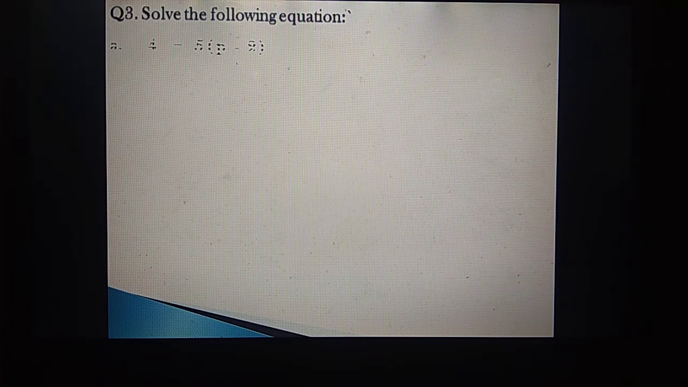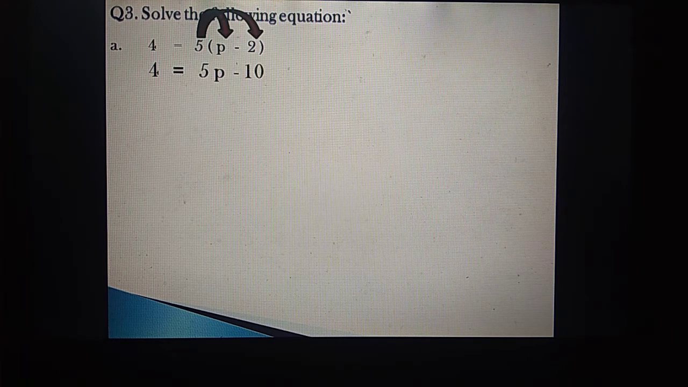Moving to next. Now here you can see outside the bracket it's 5. We cannot divide 4 by 5. Here the variable is present on the right hand side. So instead of shifting 5, which is outside the bracket, we will open the bracket now. First you will write 4 as it is, and when you open the bracket you will get 5p, and then you will multiply 5 by 2. You will get minus 10.